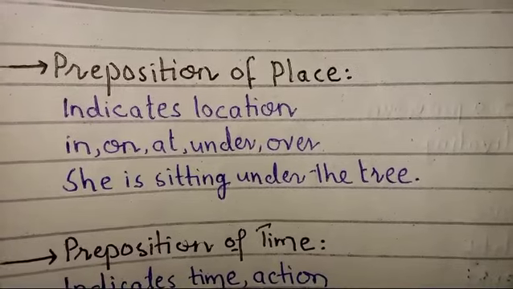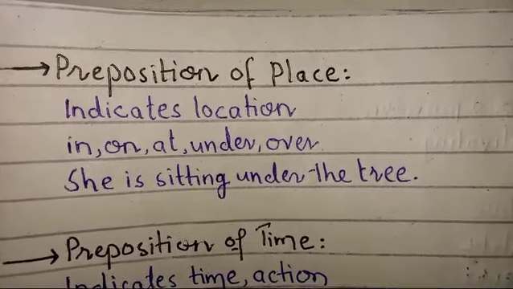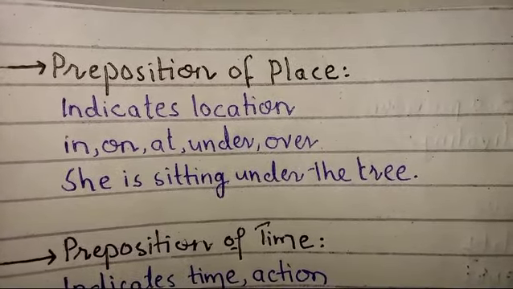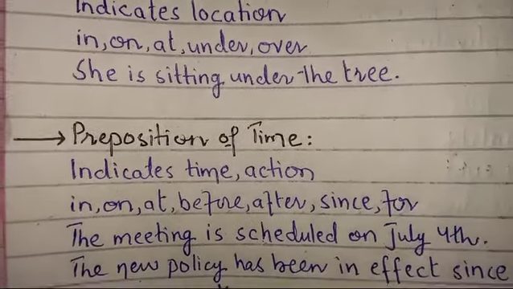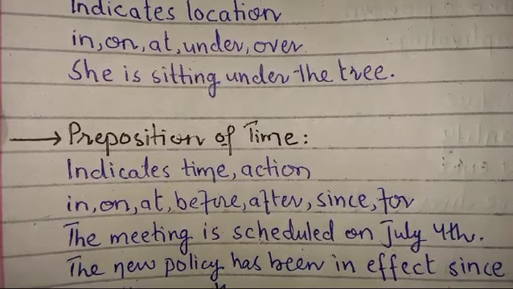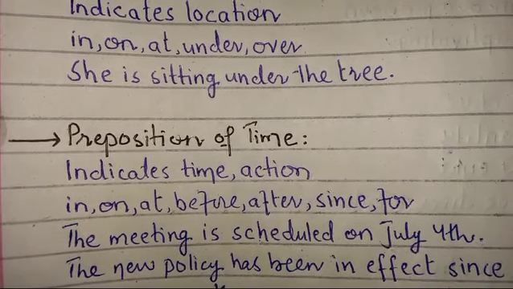For example, she is sitting under the tree. This is the location of where she is sitting. Then there is preposition of time. Preposition of time indicates time. For example, in, on, at.